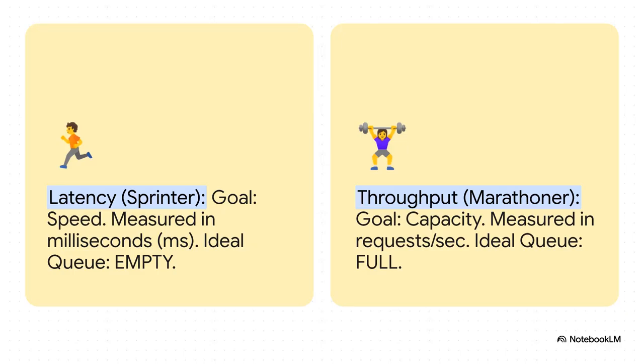So let's break this down. Latency is the sprinter. Its goal is to be fast, and we measure it in tiny fractions of a second. For a sprinter to be fast, what does it need? An open track, an empty queue. Throughput, on the other hand, is the marathon runner. Its goal is to be powerful and handle a huge load over time. We measure it in requests per second. And for the marathon runner to be efficient, it wants that queue to always be full so it never wastes a second waiting for more work.